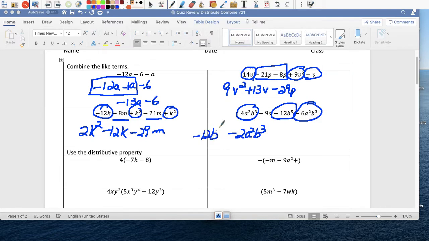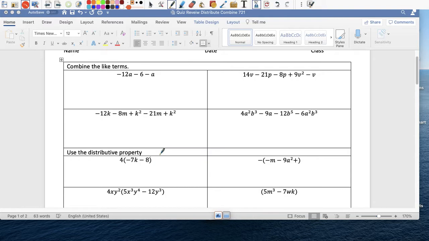Negative 12b to the 5th power. And then negative 9a goes to the end. Just put him in, right? It's easier to grade too. It's easier to look at, and everybody writes in the same standard notation.